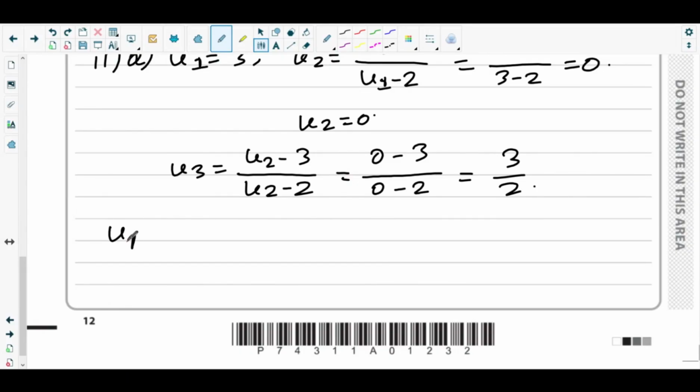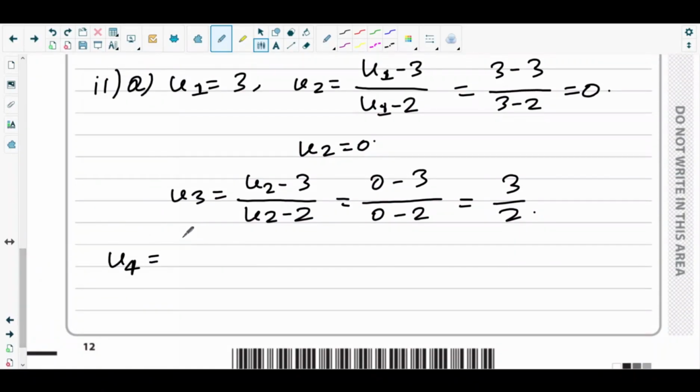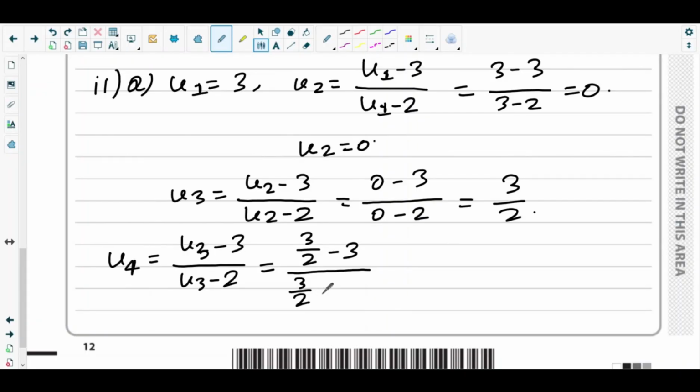Now u4. u4 is u3 minus 3 over u3 minus 2. So u3 is 3 over 2: 3 over 2 minus 3, over 3 over 2 minus 2. So you'll get negative 3 over 2, over 1.5 minus 2, which is negative a half. The negatives cancel out, so 3 over 2 times 2 is 3, which is equal to what?